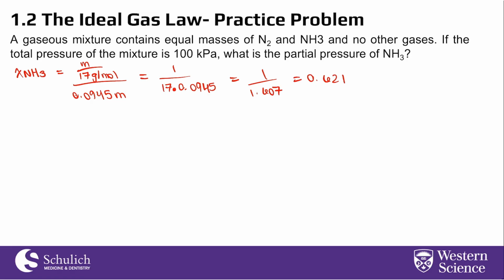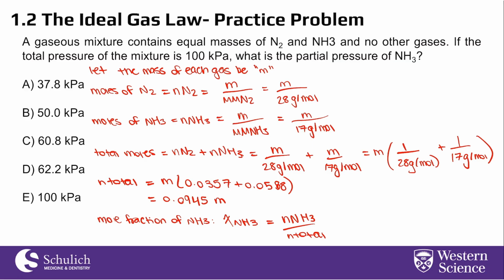And then we want to calculate the partial pressure of NH3. So we will label that as this. So this is going to be the mole fraction multiplied by the total pressure. And so we just calculated that the mole fraction is going to be 0.621. And we were told in the question that the total pressure is going to be 100 kilopascals. And so this is going to give us 62.1 kilopascals. And so if we look back at our answers, the one closest to our answer is D.